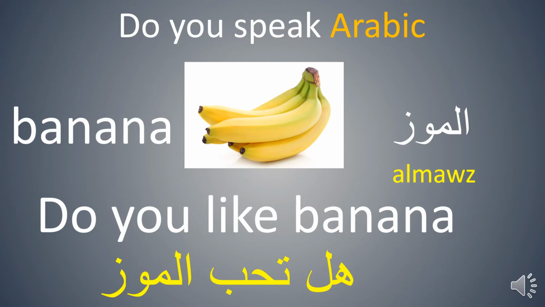Today's video we're gonna talk about how to pronounce fruits in Arabic language. So let's get started. The first one here is banana. We say in Arabic al-mawz. Al-mawz. You can write it this way, الموز. Do you like banana? هل تحب الموز؟ الموز, banana, الموز.